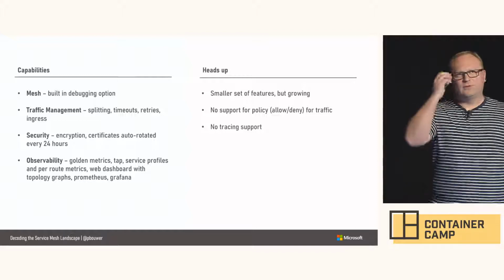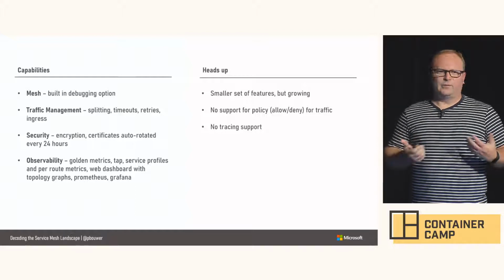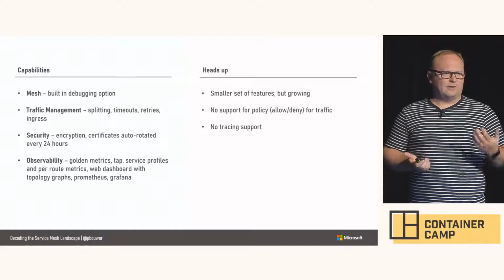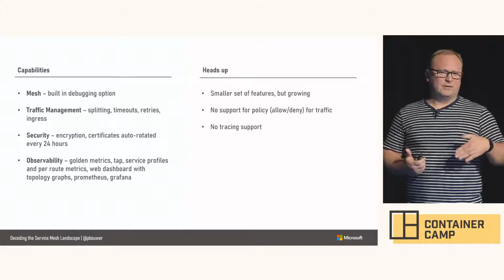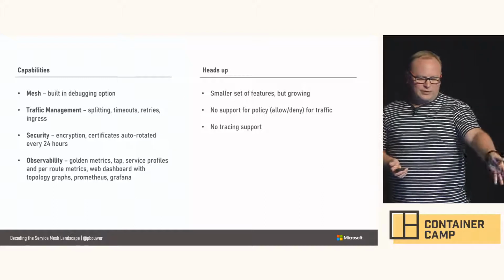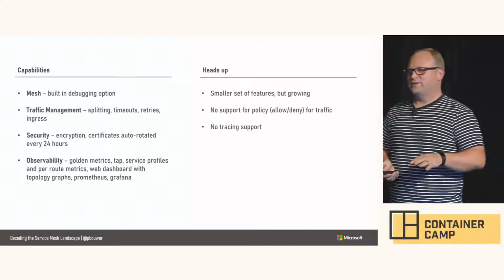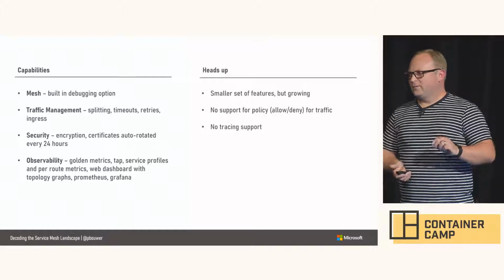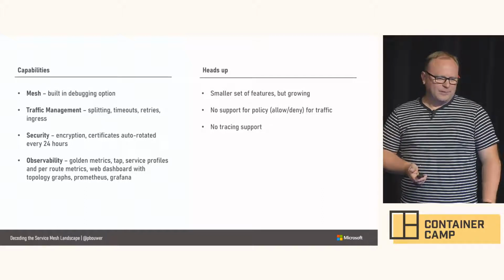If you have REST APIs and you have an open API spec, Linkerd can actually ingest that and will give you metrics per route with RPS and all sorts of other stuff. Their web dashboard with topology, all that sort of stuff. So heads up, small set of features. This is really lightweight, but if these capabilities are what you need, then I would steer you in this direction.